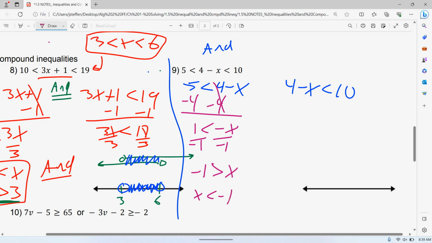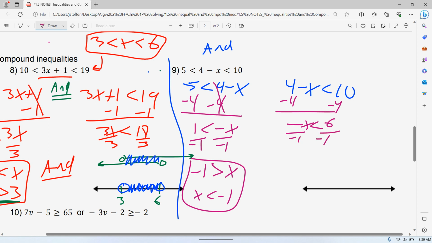So again, I like to put it where the x is on the left. Then the other one, same thing, subtract 4. I get negative x is less than 6, divided by -1. We end up getting x is greater than negative 6. Now again, I like to put the word and in there.